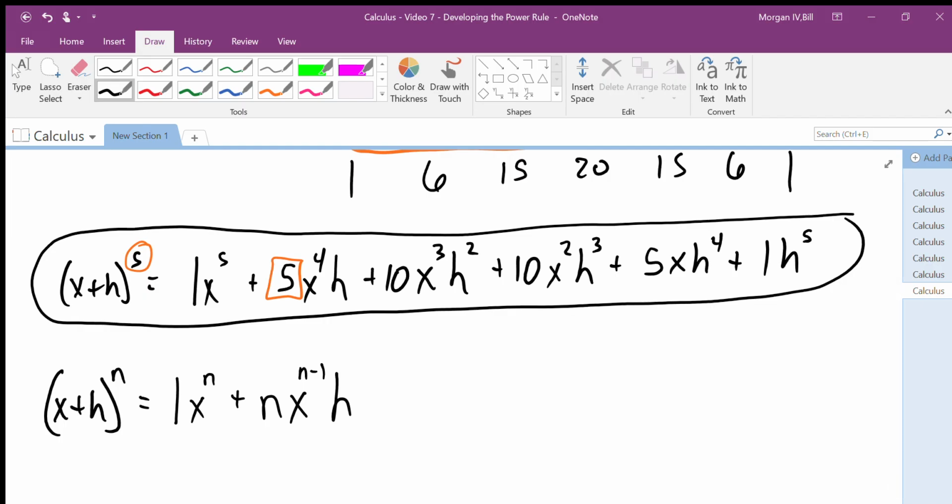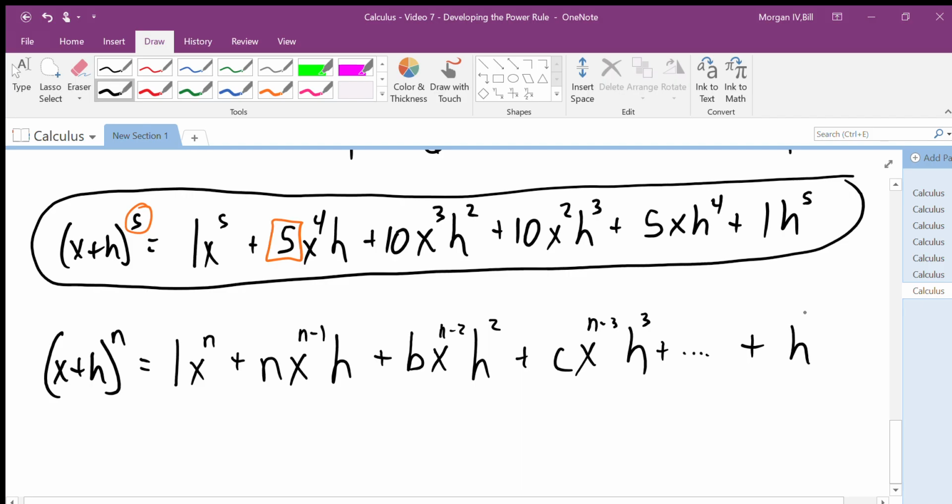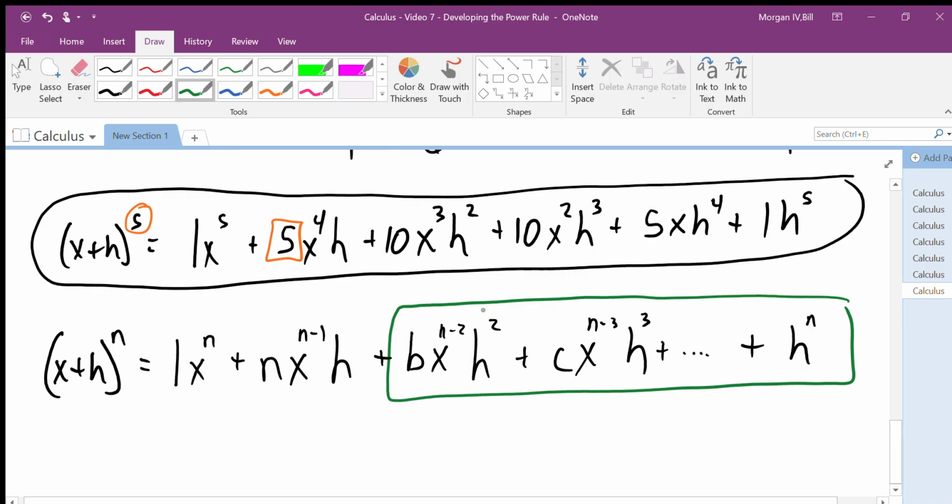Okay, what's the next one? Well, without getting into too much, let's just say we don't know. But here's what we do know. It's going to be some number, let's call it b, times x to the n minus 2 times h squared. And the next one is going to be some number, call it c, x to the n minus 3 times h to the third. And this is just going to keep on going all the way until we get to h to the n. Here's what I want to point out. Every term in the box here has at least an h squared. H squared, h cubed, h to the fourth, h to the fifth, all the way till you get to h to the n. We don't really know what the coefficients are at this point, but it's not going to matter.